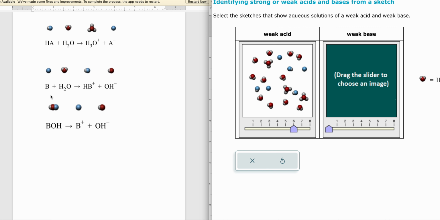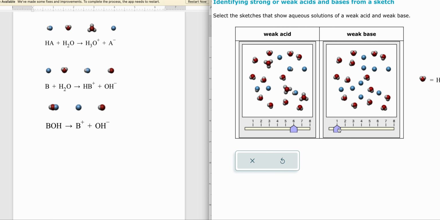dissociate. But in this case, we're looking for a weak base, and so we're either looking for an end result of HB pluses and OH minuses and still some of the B's left over, or we're looking at a BOH, right? But we're having some BOHs and some B pluses and OH minuses. So let's take a look here. In this first scenario here, we have a bunch of H2Os and we have B pluses, but we have no OH minuses. So that can't be it.